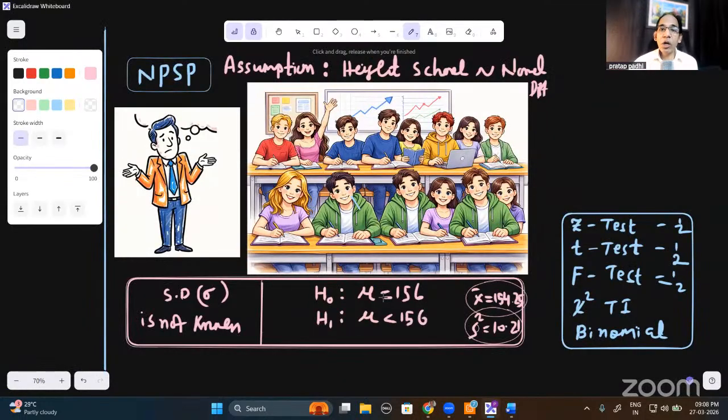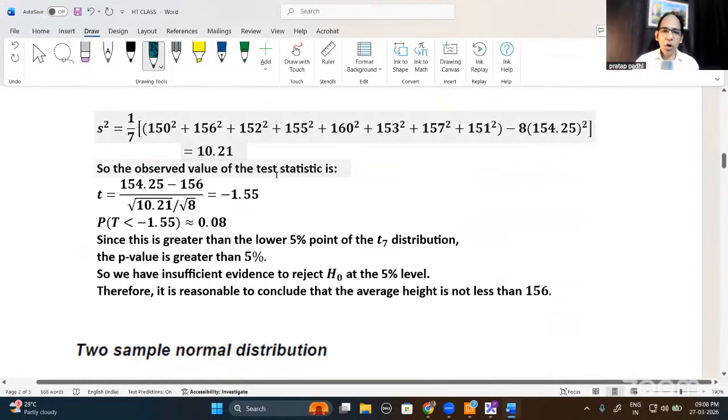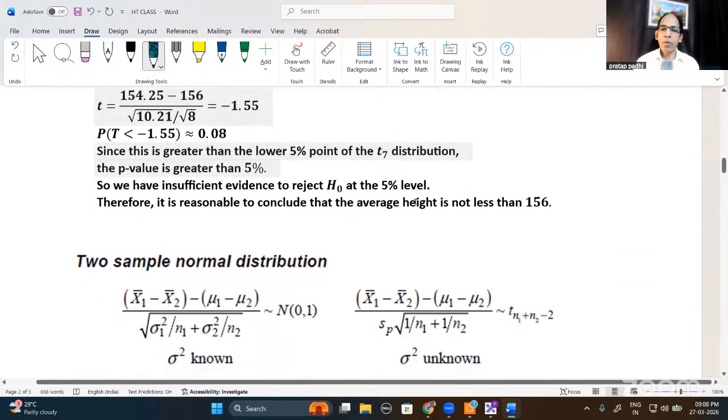We're checking whether mu is equal or less. We're talking about the height of the boys in the whole school, that is mu. In this class we have taken 8 students and collected the data, and then we took the sample mean and sample variance. Using those, you see, this one is here, and I explained all of it in previous classes. So you find the statistic, and whichever way, you accept or reject. Here we have insufficient evidence to reject H naught. That means kind of accepting.